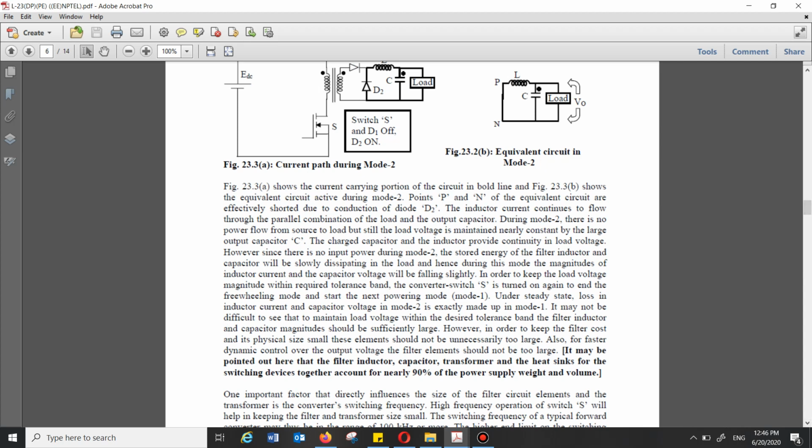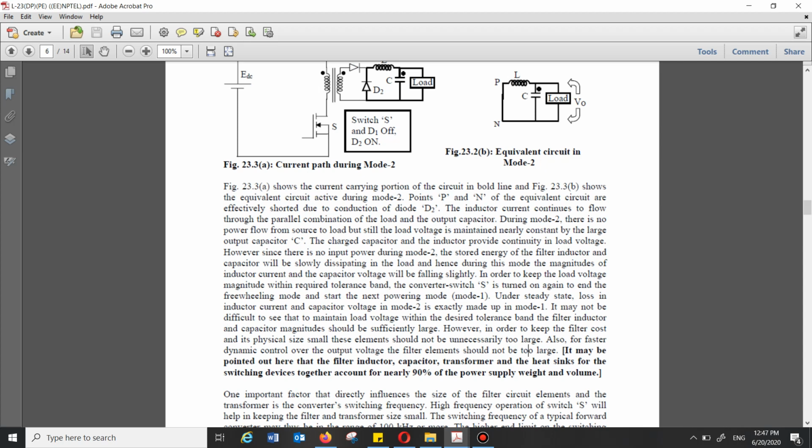It may not be difficult to see that we need a large value of inductor and capacitor. However, in order to keep the filter cost and its physical size small, these elements should not be unnecessarily too large, because a large value capacitor has a very large size and the inductor also has size issues. For faster dynamic control over the output voltage, the elements should not be too large.